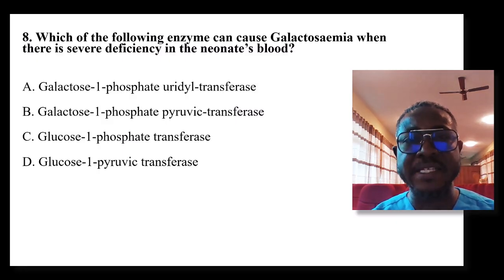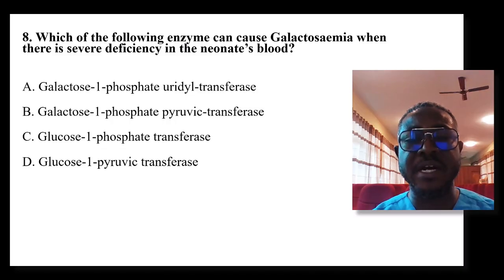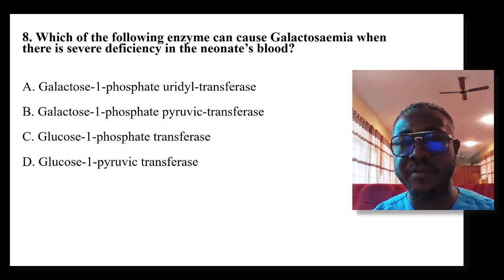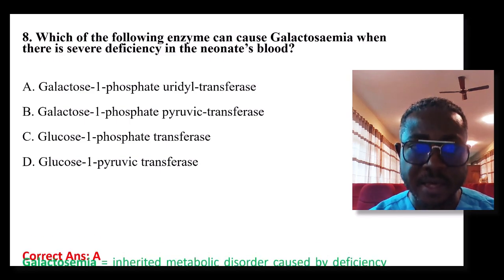Which of the following enzymes can cause galactosemia when there is severe deficiency in the neonate's blood? A. Galactose 1 phosphate uridyl transferase. B. Galactose 1 phosphate pyruvic transferase. C. Glucose 1 phosphate transferase. And then D. Glucose 1 pyruvic transferase. So what do you think is the correct answer here? Is it A, B, C, or D? The correct answer here is A.